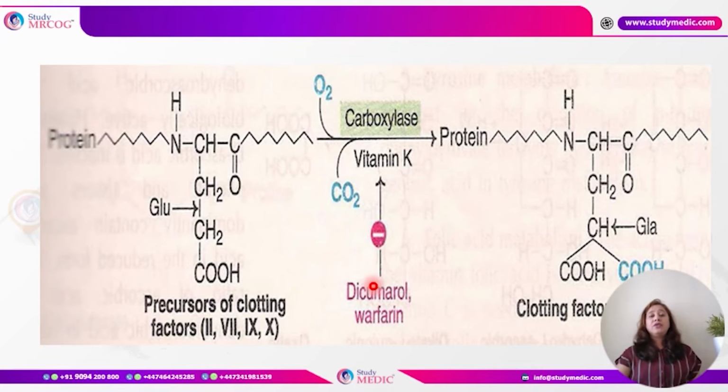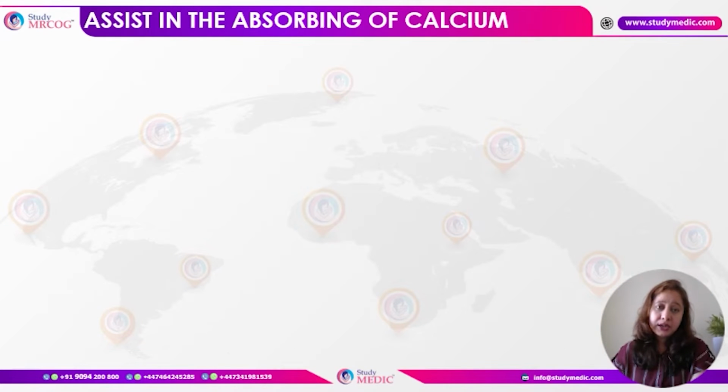Now the vitamin K antagonists, that is dicoumarol and warfarin, act at this point. They inhibit and do not allow the activation of the zymogens, that is clotting factors 2, 7, 9 and 10.